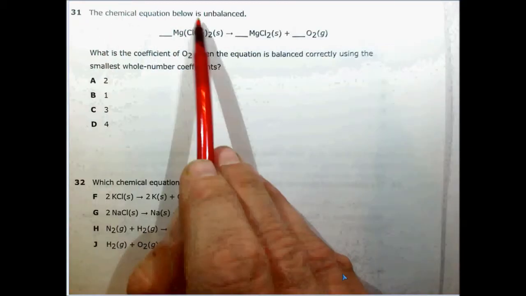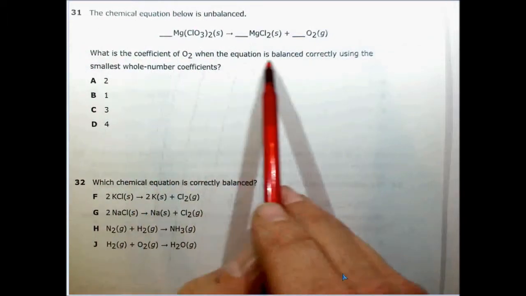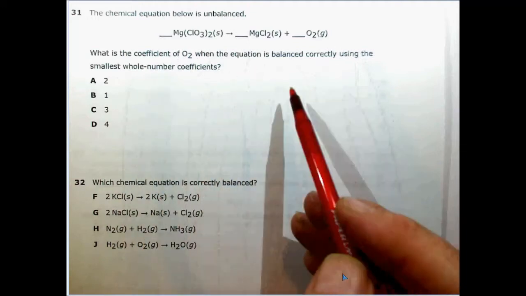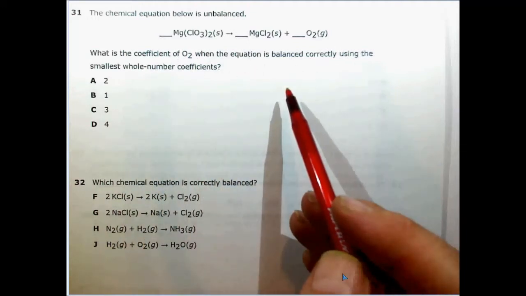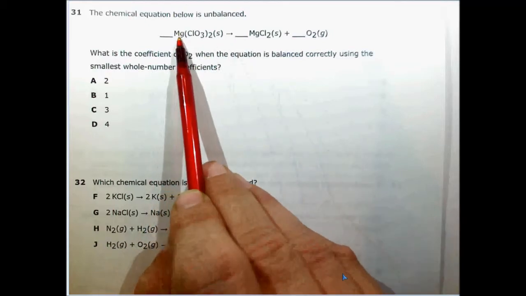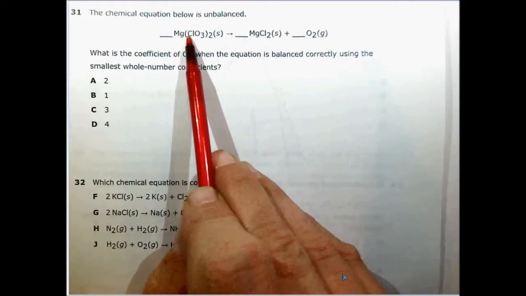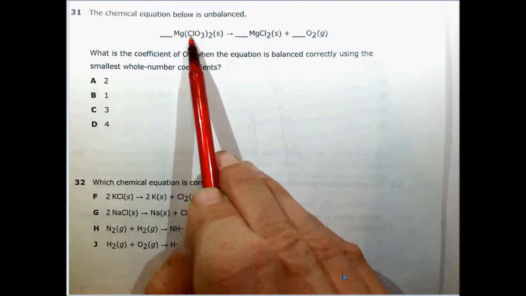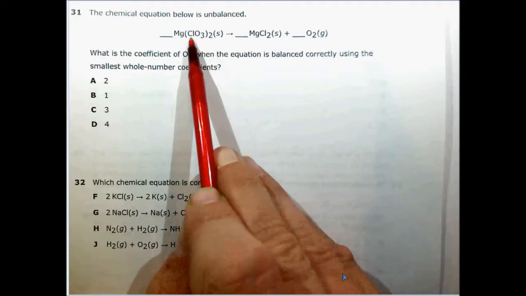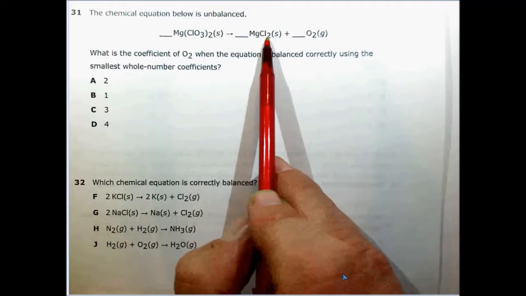The chemical equation below is unbalanced. What is the coefficient of O2 when the equation is balanced correctly using the smallest whole number coefficients? So let's take a look. The first thing we're going to do is look at magnesium. There's one on the left-hand side and one on the right-hand side. So far, so good. Chlorine. There's this one here in the chlorate, but there are 2 chlorates. So there are 2 chlorines on the left-hand side. There are also 2 chlorines on the right-hand side. Still, so far, so good.